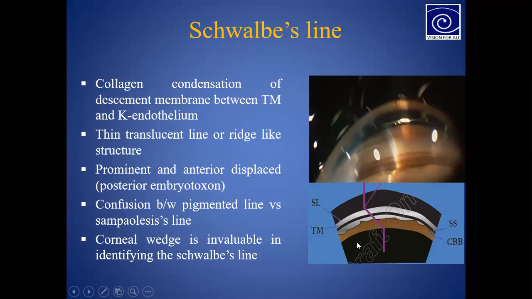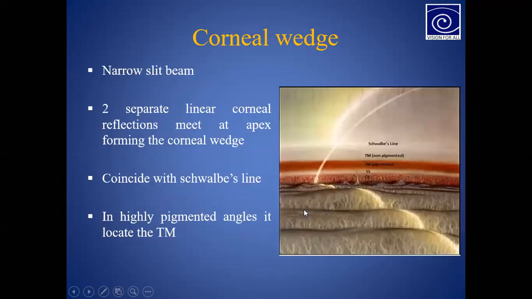For now, you just have to understand that Schwalbe's line is the anterior-most structure of the angle of the anterior chamber, and it is whitish in color. If you see it through gonioscopy, it will look like a whitish line. We will see this in the image. Yeah, this image is clear. Here you can see this is Schwalbe's line, this whitish part, and this is your trabecular meshwork.